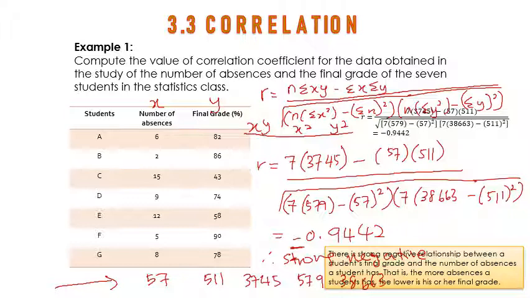That is, the more absences a student has, the lower his or her final grade, which means more absences, the student has a lower final grade. Okay.